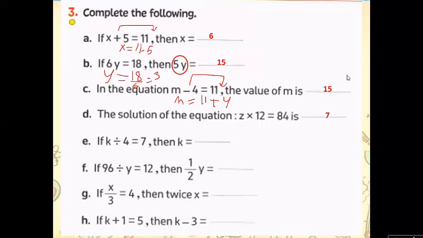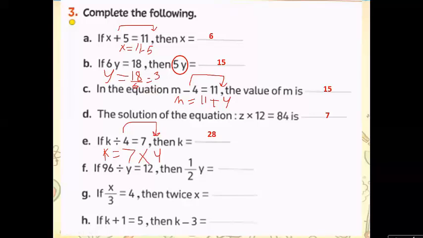Okay. K divided by 4 equals 7. Then I will put K on the side and get the 4 outside and convert its sign from divided to times. So 7 times 4 equals 28.